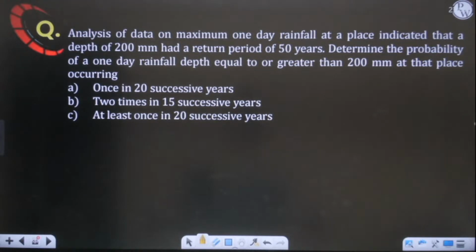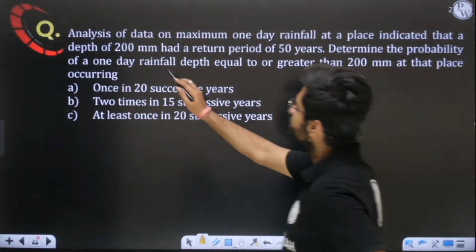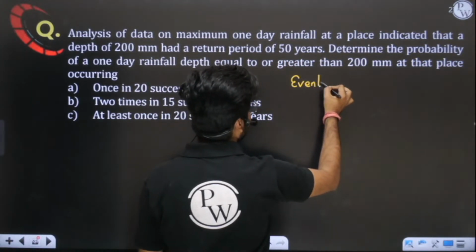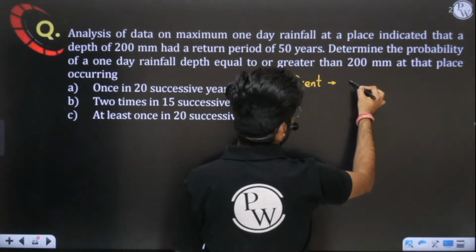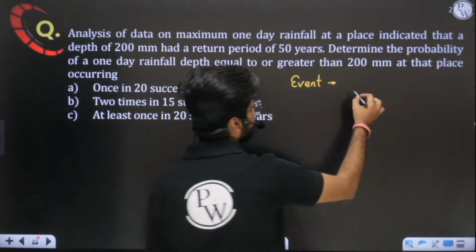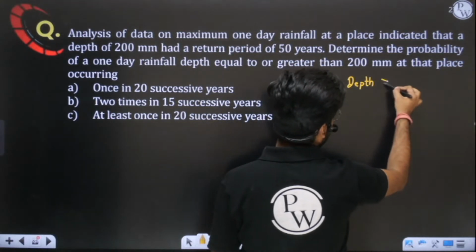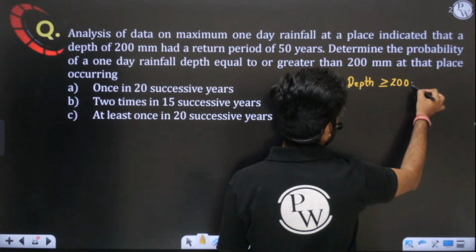0.272, 0.323, and the third one is 0.333. Great. So simply what we have to find here: in this question you can see that the event is one-day rainfall of magnitude. Here we have a rainfall event. In one day, the rainfall depth has to be greater than or equal to 200 mm. This is the event.